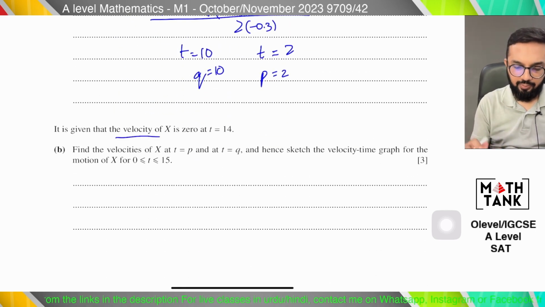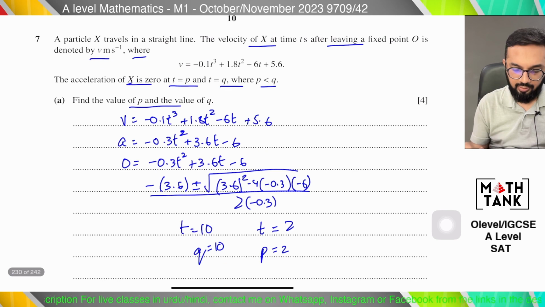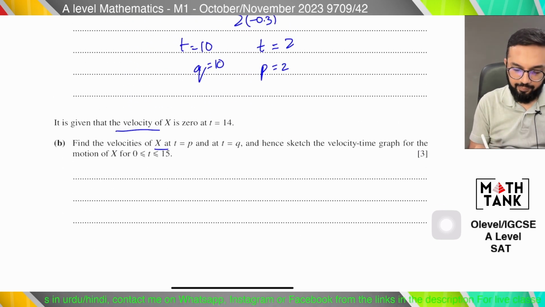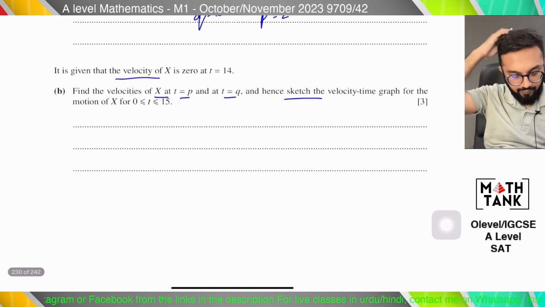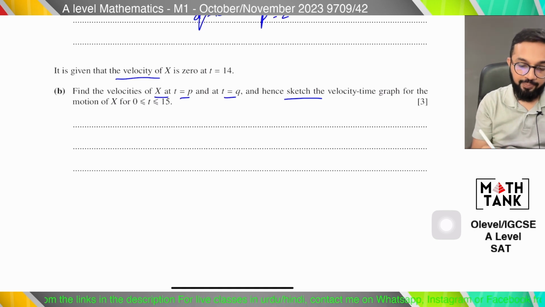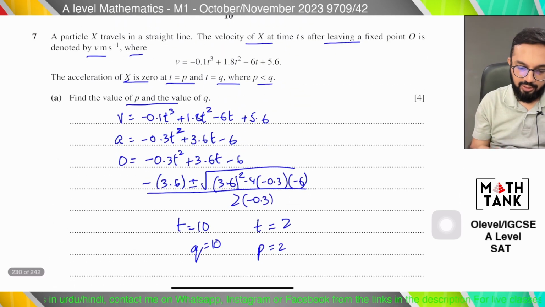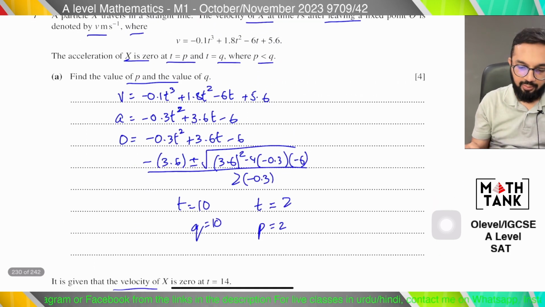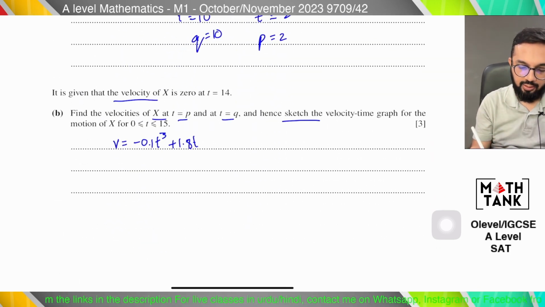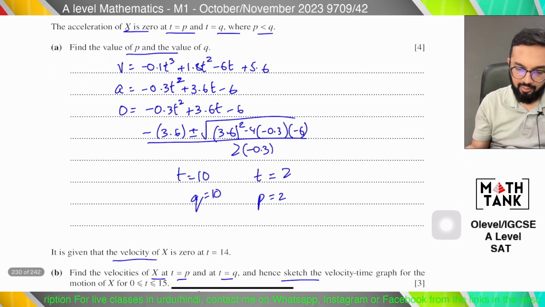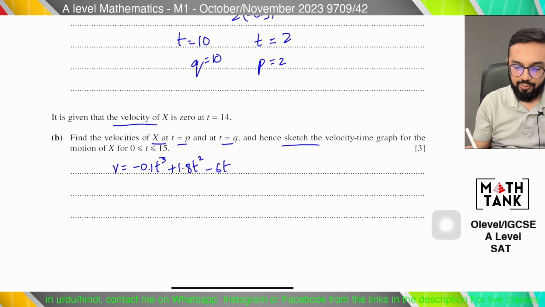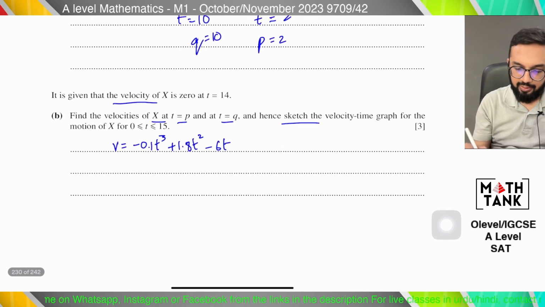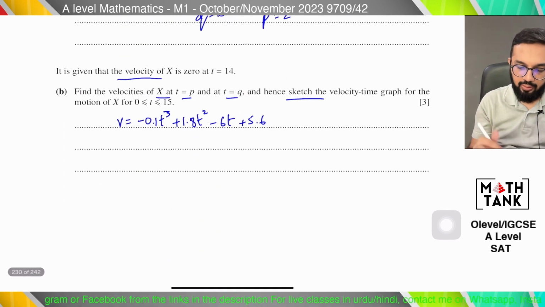Then it says that it is given that the velocity of x is 0 at t equals 14. Find the velocities of x at t equals p and t equals q, and hence sketch a velocity-time graph for the motion of x from t equals 0 to t equals 15. So the velocity function is given by minus 0.1 t cubed plus 1.8 t squared minus 6t plus 5.6. It's a cubic function, and what I've basically calculated is two turning points of the function.